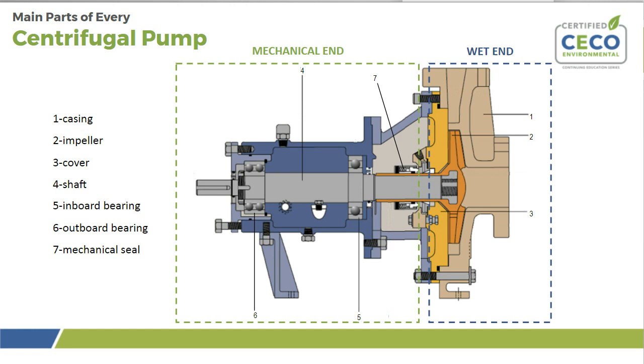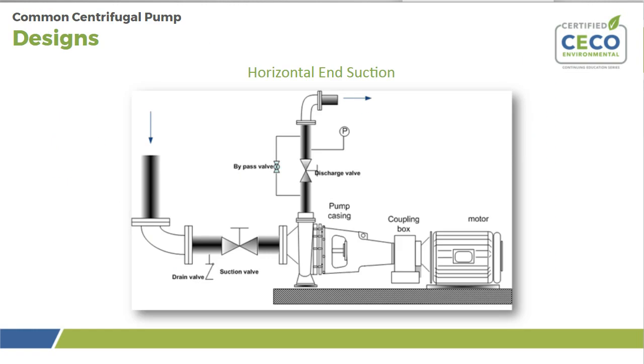Moving on to the next slide, this now reverts back to the very beginning, where I basically said we'd be talking about some designs later on in the presentation. What we have here is a horizontal end suction drawing. So looking at this very simply, you have a pump mounted next to a driver, in this case an electric motor, on a base plate, coupled together via a flexible coupling. So a direct drive connection of motor shaft to pump shaft via a flexible coupling. And that flexible coupling is contained within the coupling box.